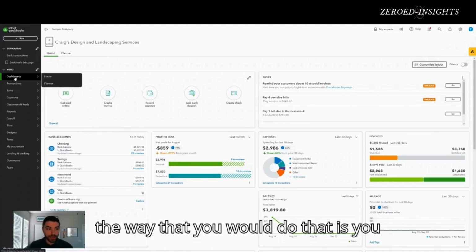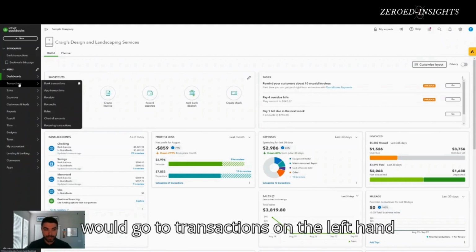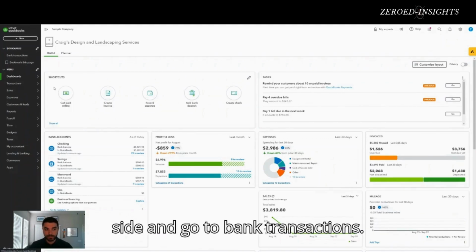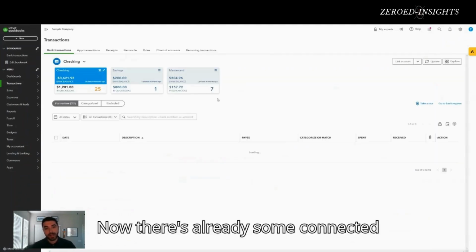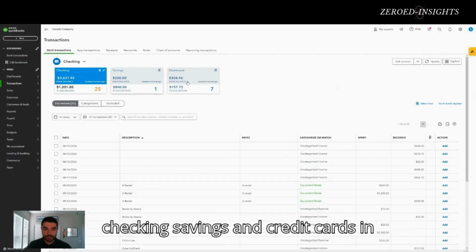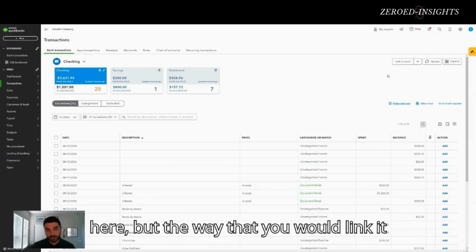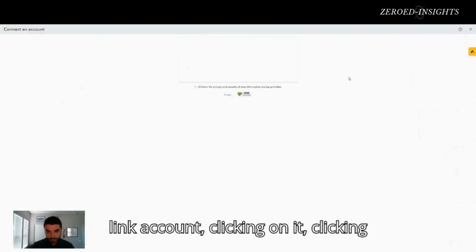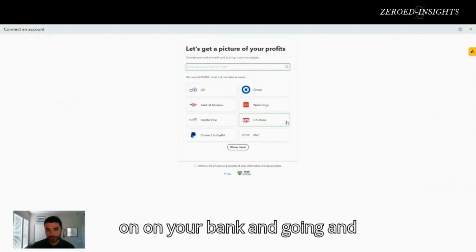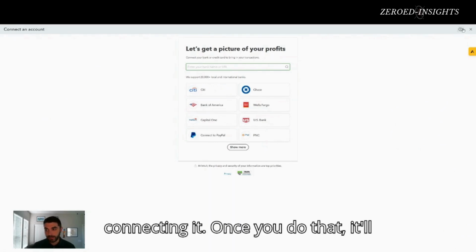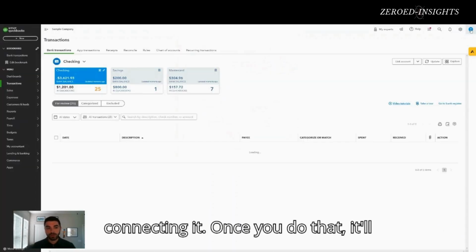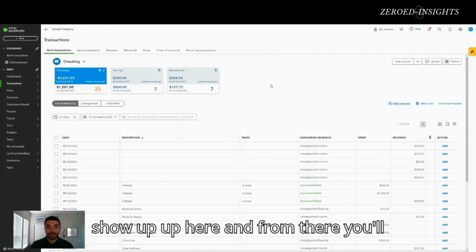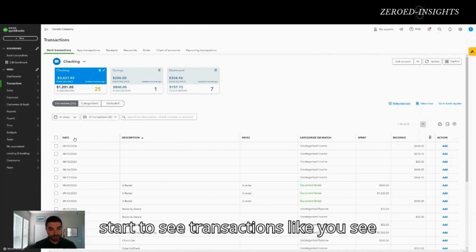The way that you would do that is you would go to transactions on the left hand side and go to bank transactions. Now, there's already some connected checking, savings, and credit cards in here, but the way that you would link it originally is by going up here to link account, clicking on it, clicking on your bank, and connecting it. Once you do that, it'll show up here, and from there, you'll start to see transactions like you see here.